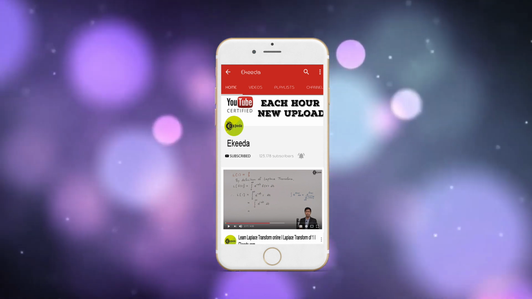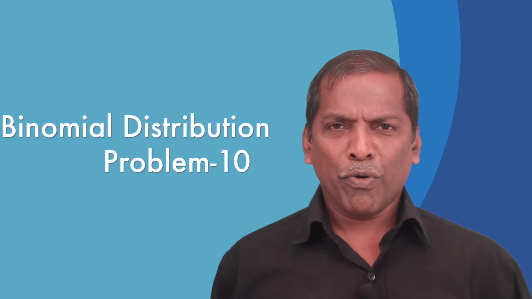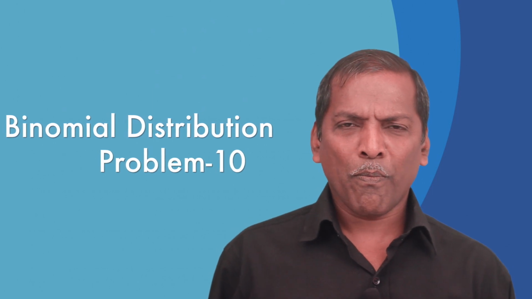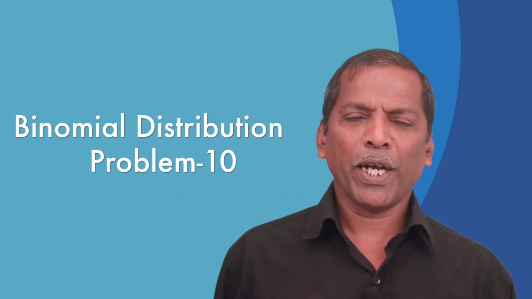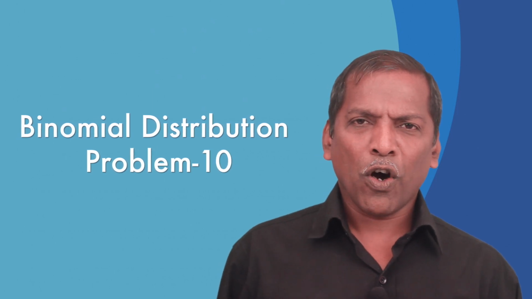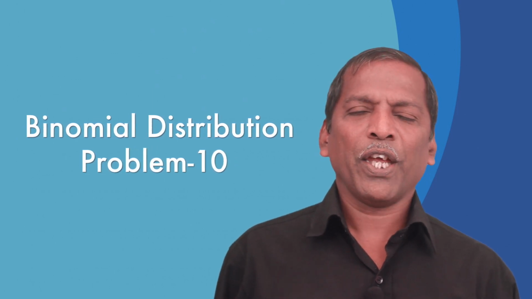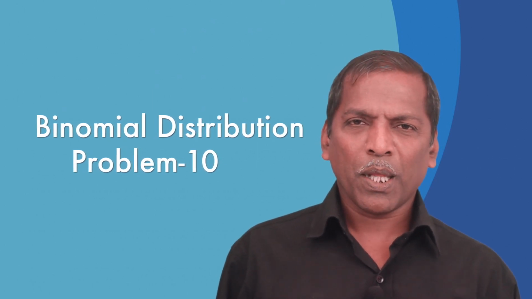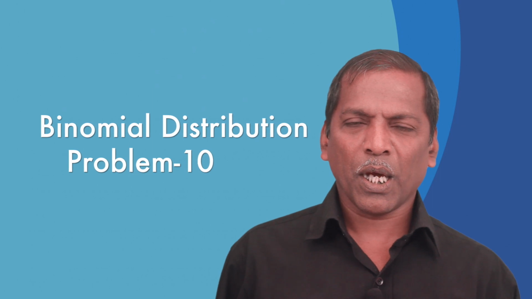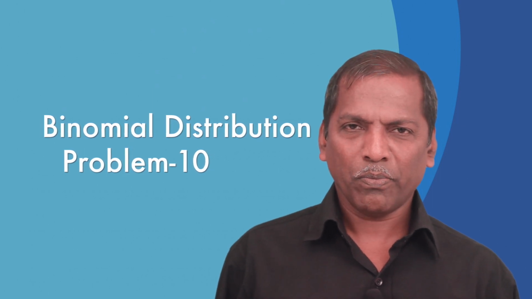Hello friends, now we will learn about the problem of binomial distribution in which we have to use two formulas. One is that expected value E of x is equal to NP, and the second formula is variance of x is equal to NPQ.